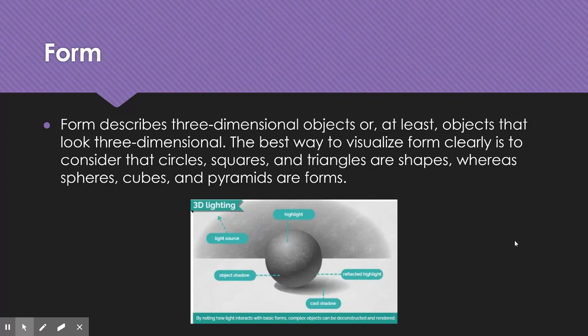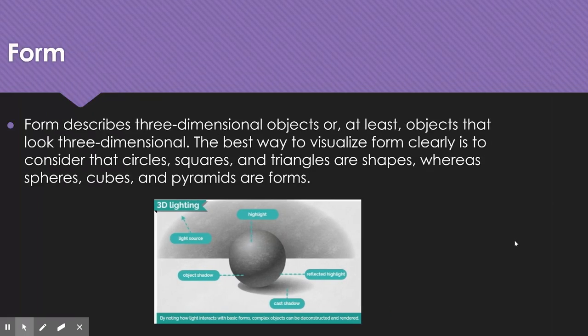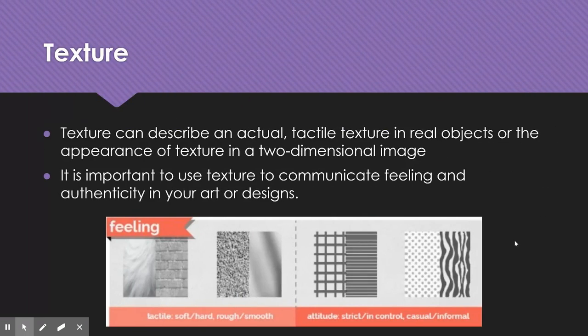Form describes three-dimensional objects, or at least objects that look three-dimensional, right? So if we go back to Illustrator, putting a drop shadow on there, or in Photoshop, putting a drop shadow, maybe changing the lighting a little bit, would get us to create that 3D effect and add more depth and interest to our design. We can apply it to objects, shapes, text. So there's a lot of different ways to use that.